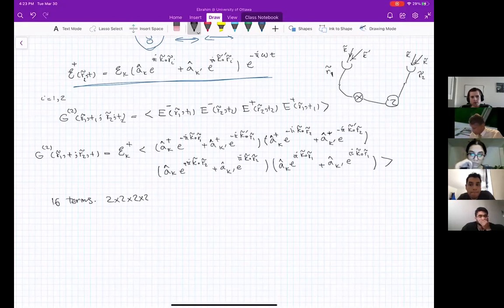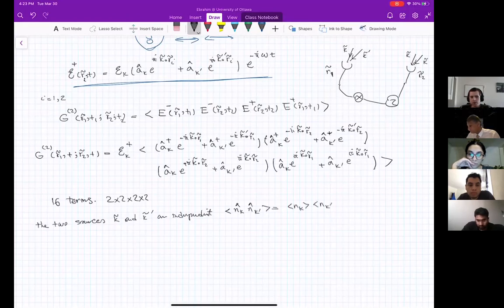Assuming, first of all, that the two sources, I mean k and k prime, are independent. That's the first condition that you do have. So it means that if you have something like the average of a dagger k, a k, n k prime, that can be written as n k times n k prime. There is no other term, assuming there is no other term. So I'm just looking at that explicit expression. That can be simplified into the following, let's say, six steps.